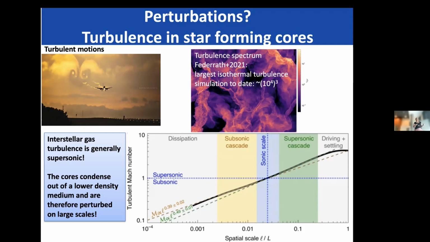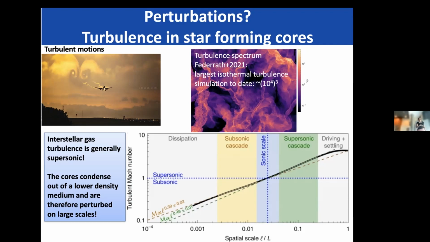At some point, depending on the temperature of your gas, you hit a Mach number of 1. If we have our 10 Kelvin gas as in the molecular cloud, where we said the sound speed is 0.2 kilometers per second, then a Mach number of 1 would correspond to the turbulent velocity dispersion being equal to the sound speed, so 0.2 kilometers per second. And this is where you transition from the supersonic to the subsonic regime.